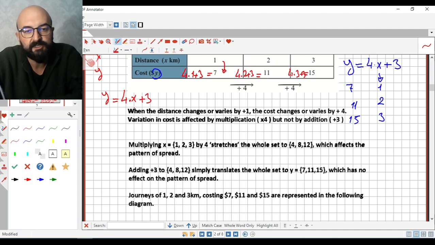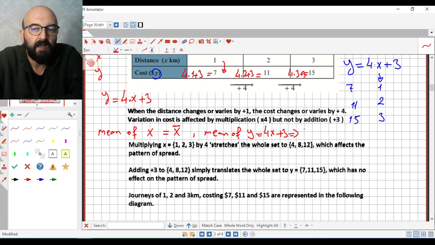If you look at the relationship of the mean of x and y, we can say the mean of y is 4x plus 3. So the mean of y is 4 multiplied by the mean of x plus 3. So the same relationship holds for the mean.